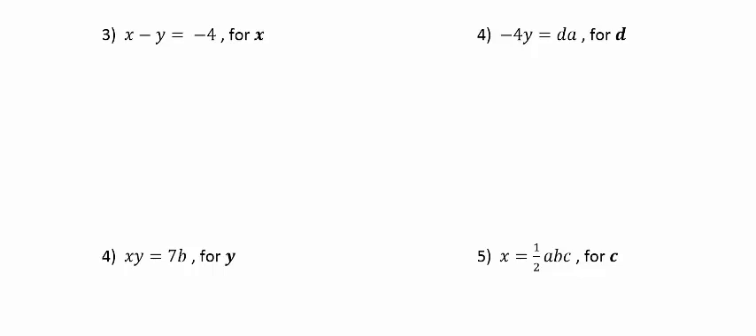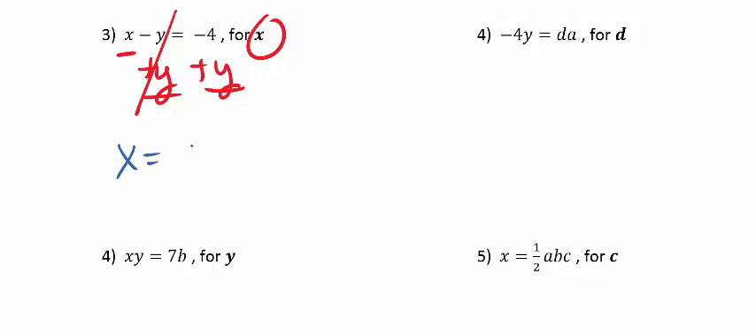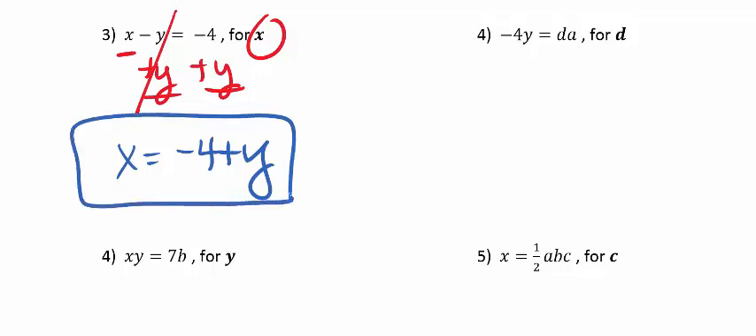In number 3, we're trying to solve for x. Here's x in the equation. That means we have to get rid of the minus y. We do that by adding y to both sides. Goes away here. We bring down the x, and we have negative 4 plus y on the right hand side.